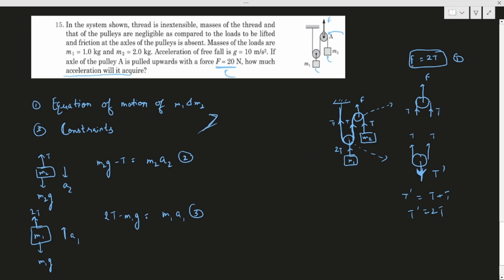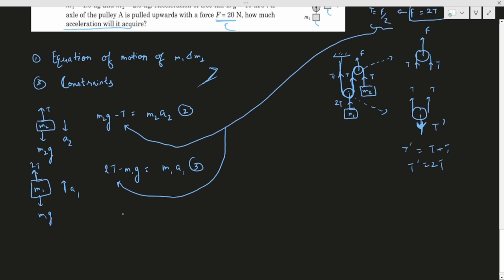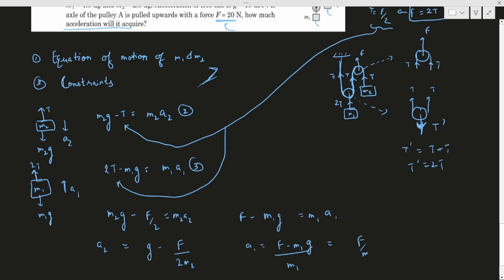From equation 1, we know that 2T equals F, so T will be equal to F by 2. We put this T value in equation 2 and equation 3. So M2g minus F by 2 equals M2A2, and F minus M1g equals M1A1. So A2 equals g minus F by 2M2, and A1 equals (F minus M1g) by M1, which is F by M1 minus g.